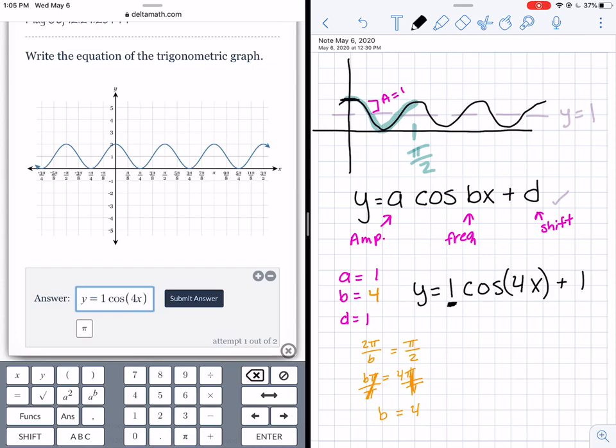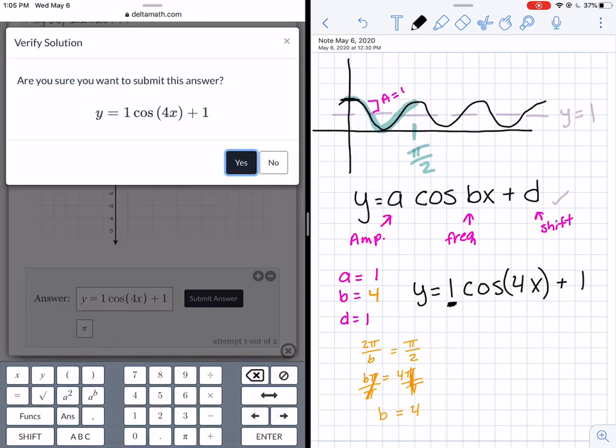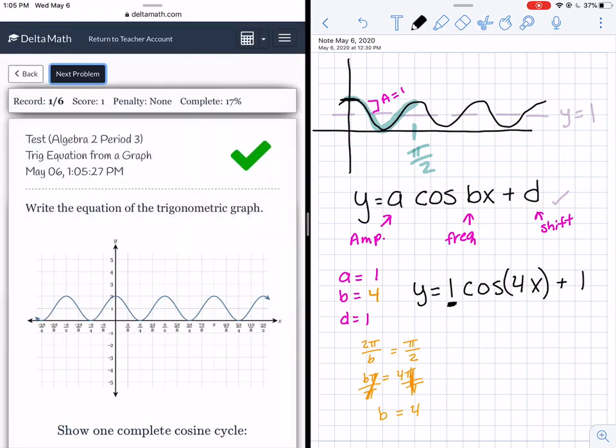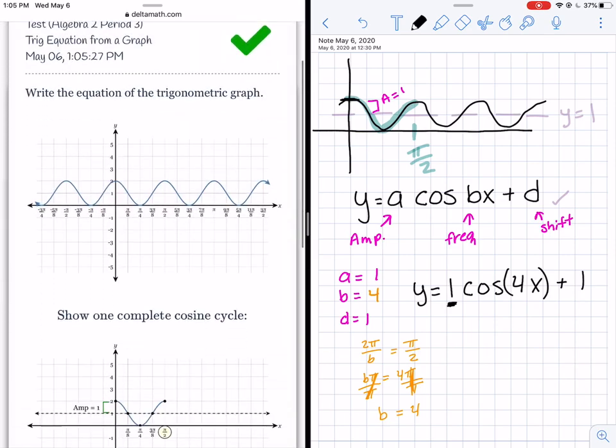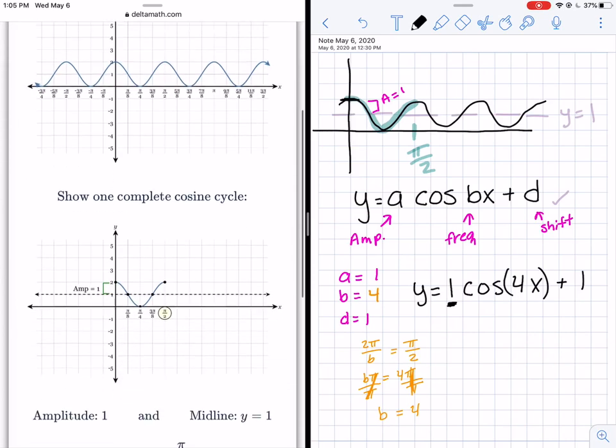But the reason why there's no C here is sometimes there can be a shift left or right also. We're not doing that in this course for now. So just make sure you're going outside that parentheses and then putting the +1. And then you can submit your answer. And it says it is correct. So that is our equation of that cycle.